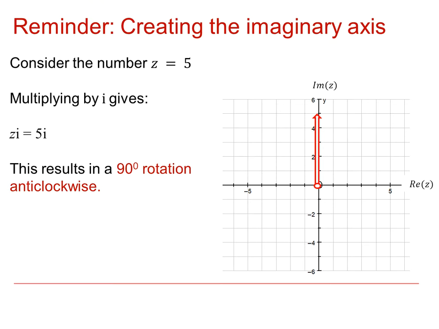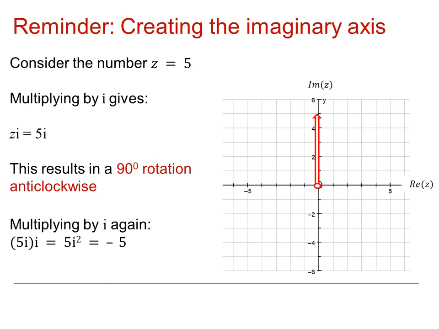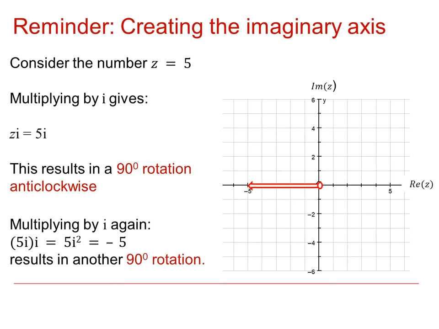We can consider what happens if we multiply by i again, so that we get 5i multiplied by i, which is 5i squared, and of course that's negative 5. So we've got a further 90-degree rotation, putting us onto the negative real axis. So each time we've multiplied by i, it looks like we're rotating by 90 degrees.